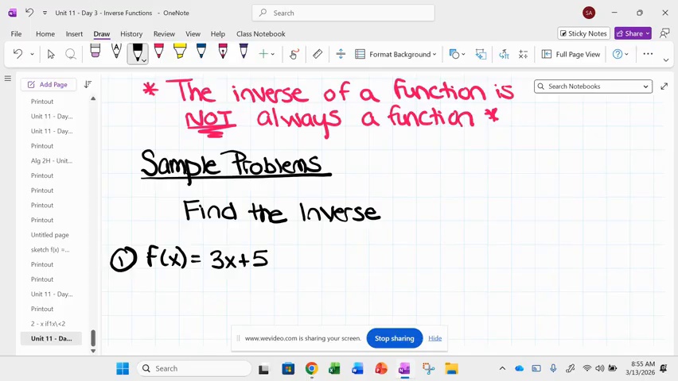If I were to graph this, what would it look like? F of x equals 3x plus 5. Violet? Yeah, what is that? Is it a parabola? It's a line, yeah. So if I have f of x equals 3x plus 5, this is absolutely a line. So now I want to find the inverse. When I say find the inverse, I mean the equation of the inverse.